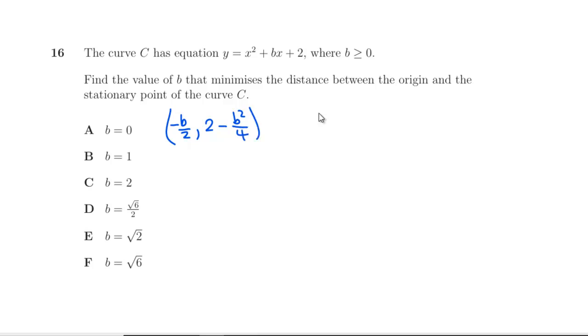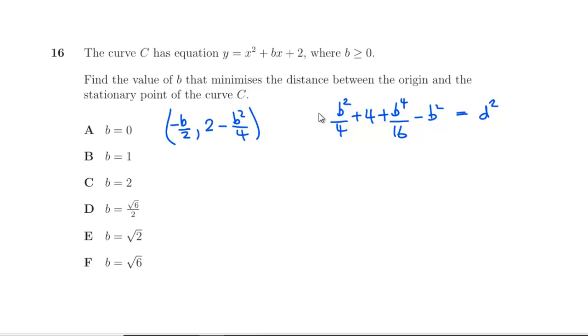So that's where the minimum is. We need to minimize the distance of that point from the origin. So Pythagoras it to get b squared over 4 plus 4 plus b to the 4 over 16. And then minus, so we'll have 2 times 2 times b squared over 4. That's all going to disappear and give us a b squared. So that's the square of the distance.